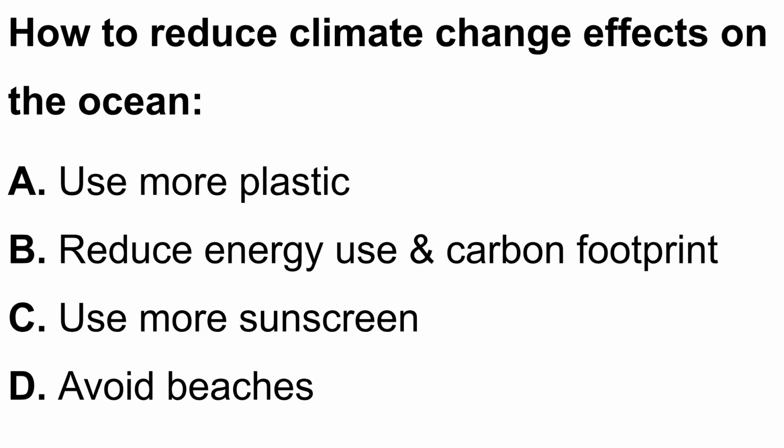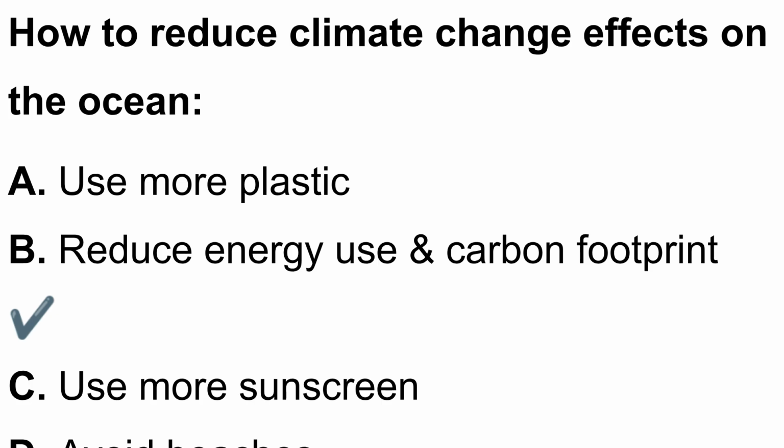How can we reduce climate change effects on the ocean? Use more plastic, reduce energy use and carbon footprint, use more sunscreen, or avoid beaches? Reducing energy use and minimizing our carbon footprint are key actions to mitigate climate change effects on the ocean.